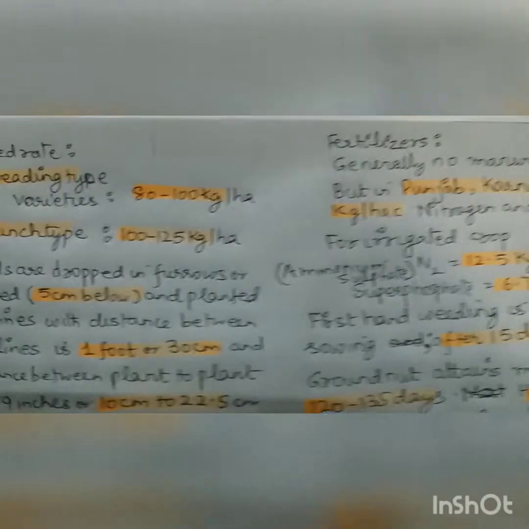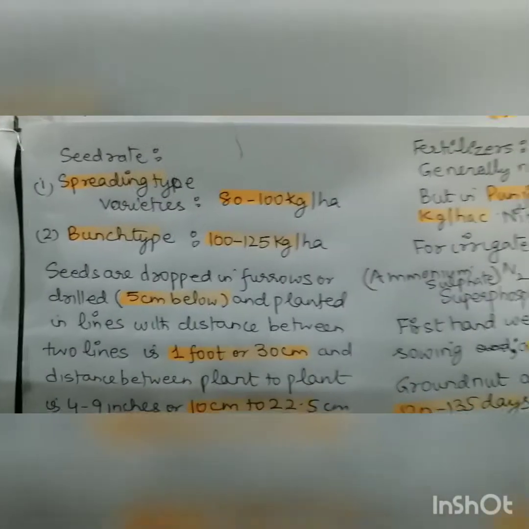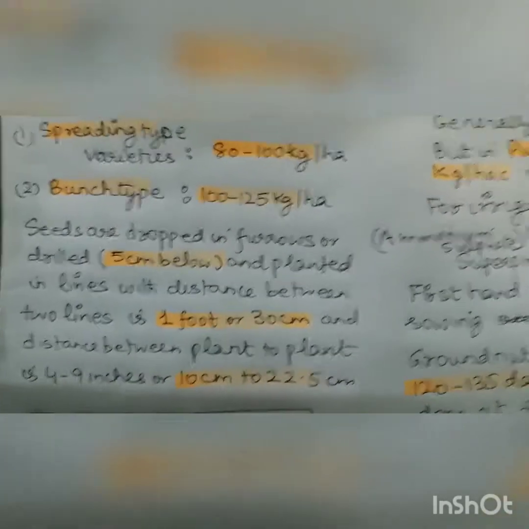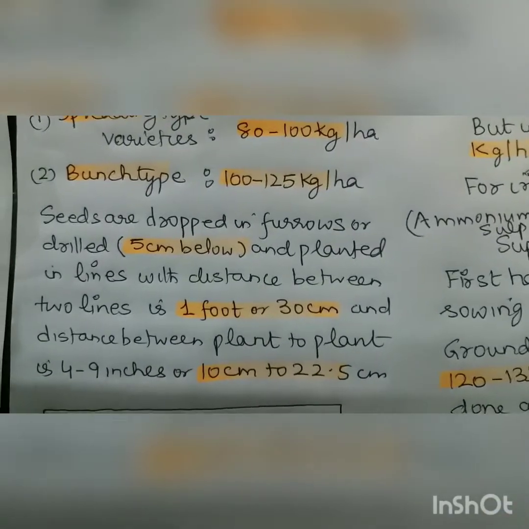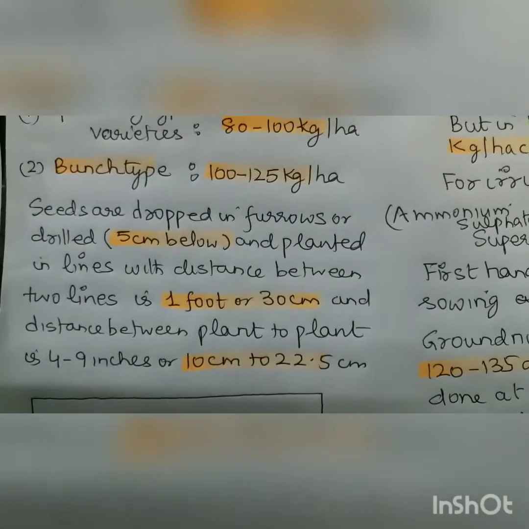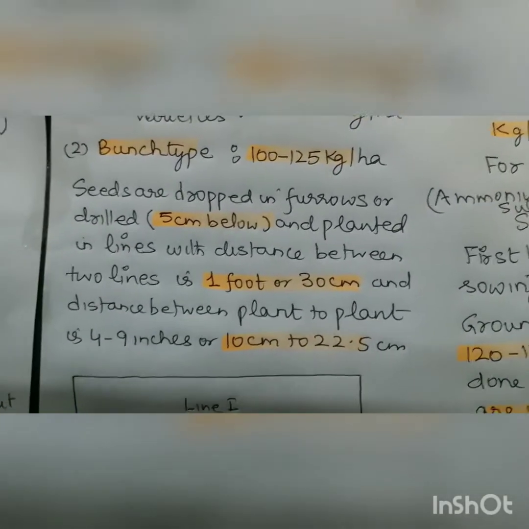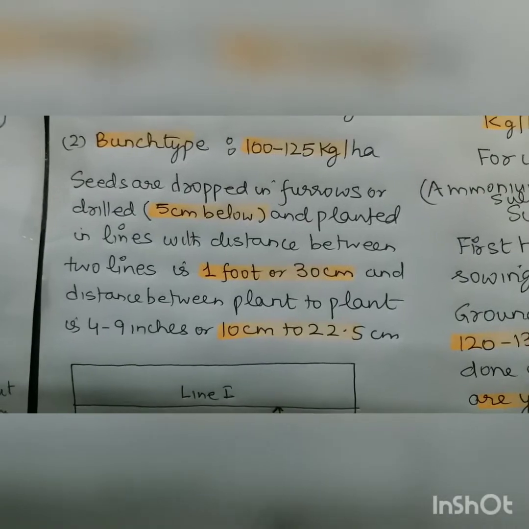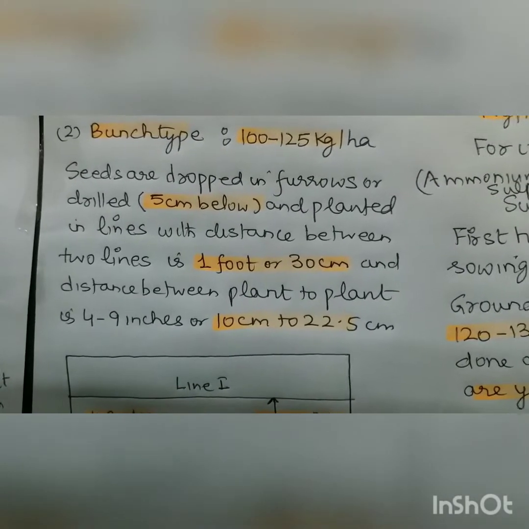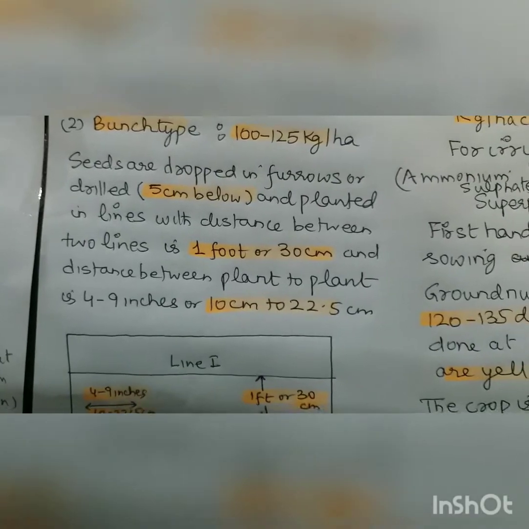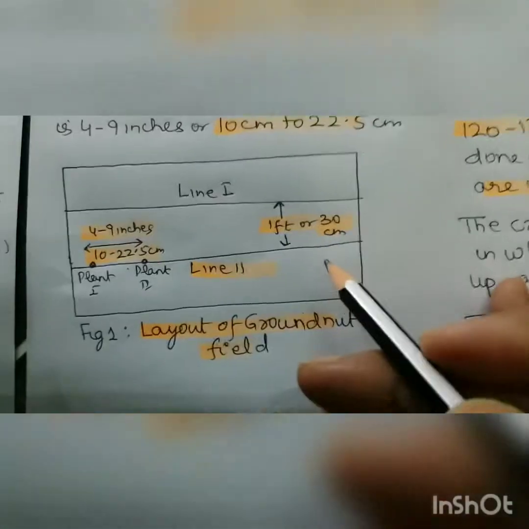Right, now we are coming to the seed rate. Seed rate, if it is a spreading type, is 80-100 kg, and bunch type is 100-125 kg per hectare. Seeds are dropped in furrows or drilled 5 centimeter below and planted in lines with the distance between 2 lines of 1 foot, and distance between plant to plant is 4 to 9 inches, that is 10 centimeter to 22.5 centimeter. See, this is the layout of groundnut.